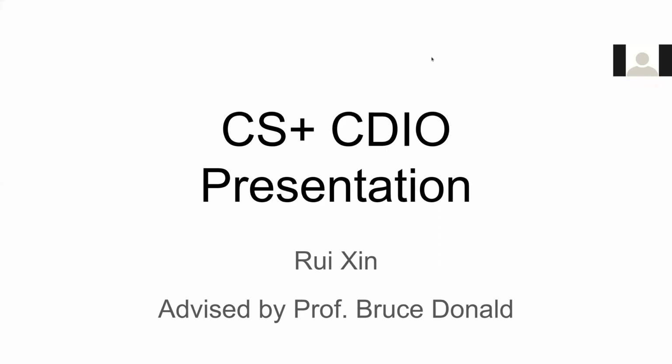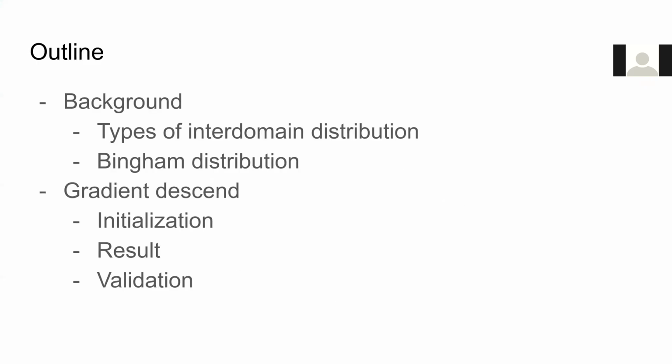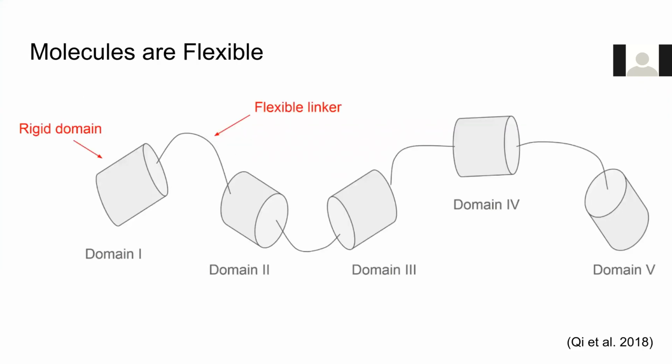Hi everyone, I'll be presenting the work I did for CS Plus over the summer on continuous distribution on interdomain orientation. To begin with, I will introduce different types of interdomain motion distribution, and then I will introduce the Bingham distribution. For the method I was working on over the summer, which is the gradient descent method, I will introduce how I initialize the gradient descent and also present the result and validation.